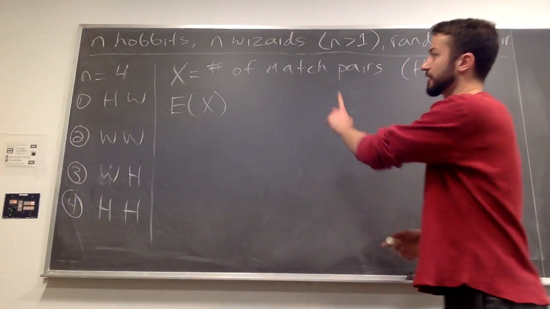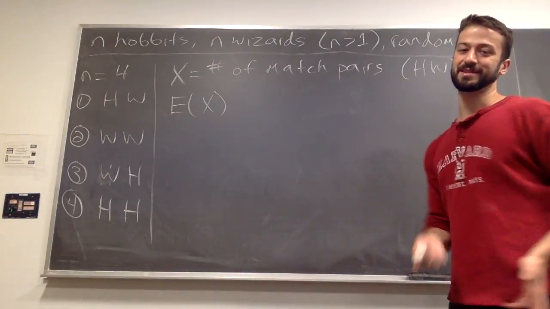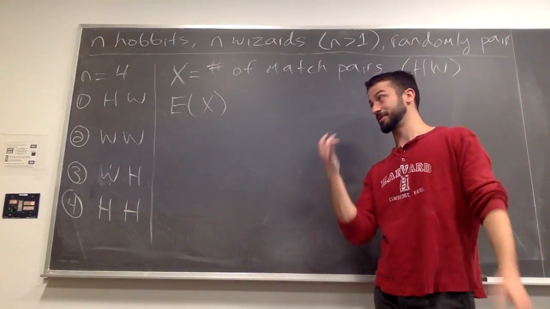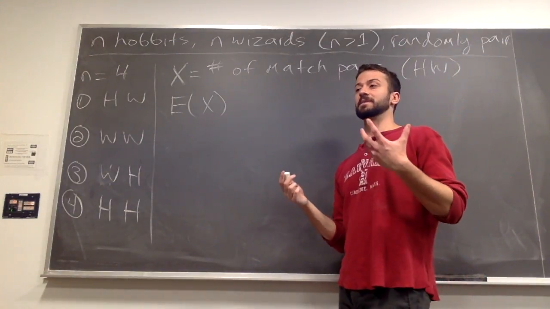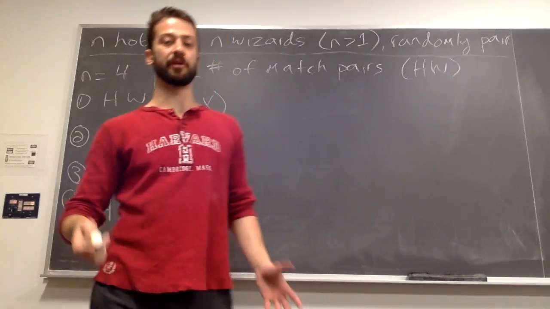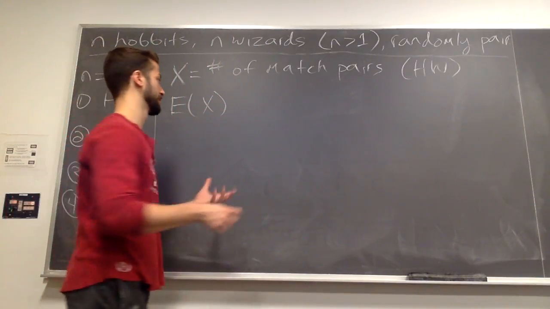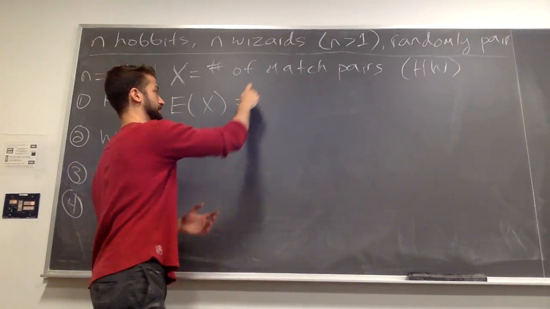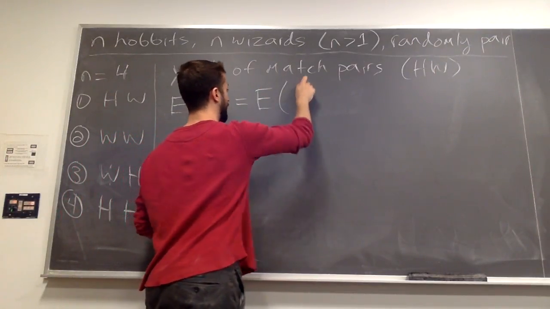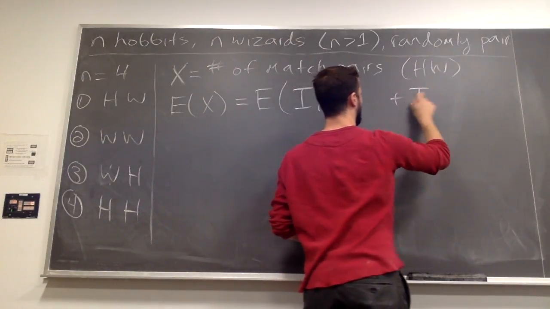And the hints here are that we have this big, complex scenario, right? We've got n hobbits, n wizards, they're all being paired. There's a lot of different permutations. And we're also looking for an expectation. That's another hint. These hints essentially mean that indicator random variables are going to be very useful. Okay, so indicators are going to be useful. We're going to try to use indicators here. We're going to plug in indicators for x within this expectation. So we have expected value of I1 plus plus I.